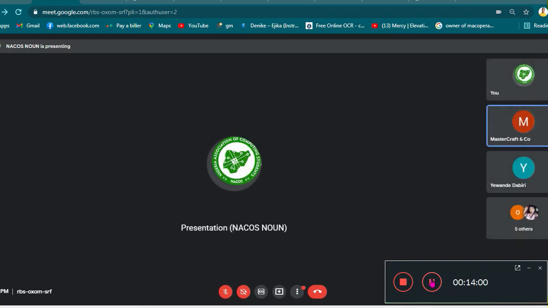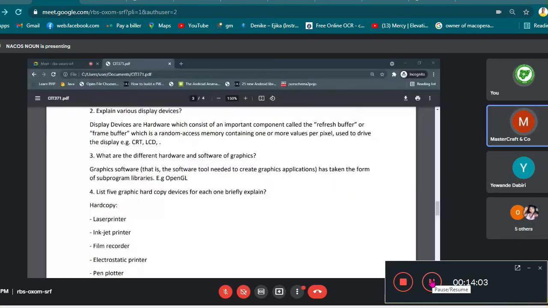OpenGL, we have a hard copy of the graphic device. Be able to imagine what kind of player he is.